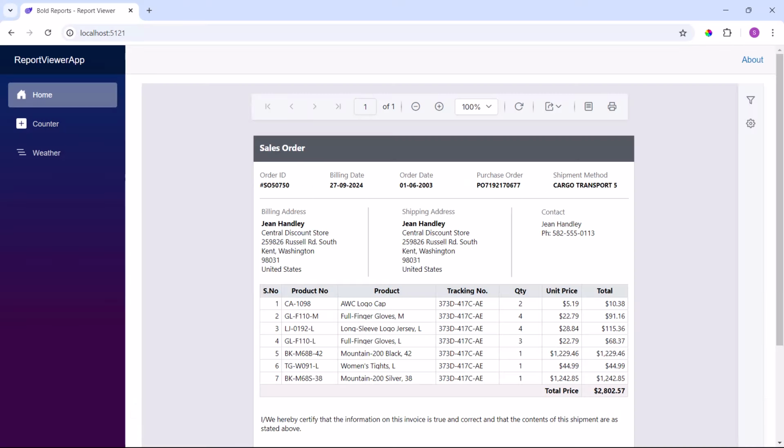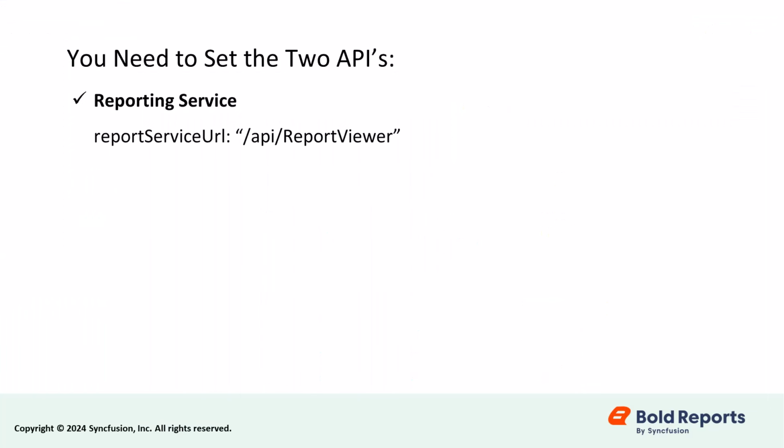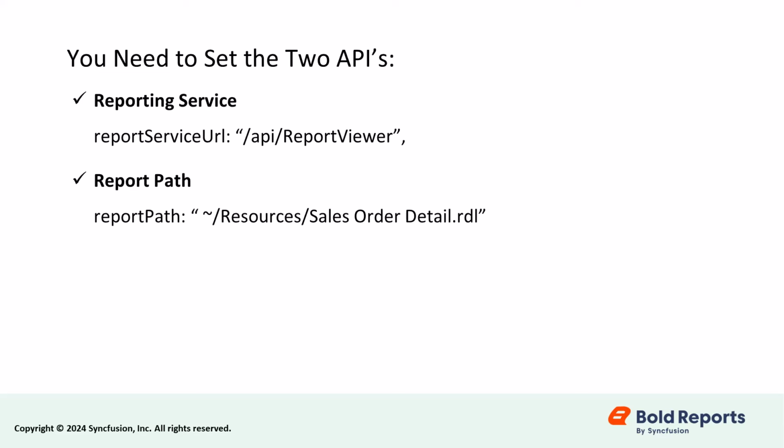To render RDL reports in the Blazor WebAssembly app, you will need to set two key API properties. They are the Reporting Service URL API, which interacts with server-side report processing, and the Report Path API, which sets the path of the report to be rendered.